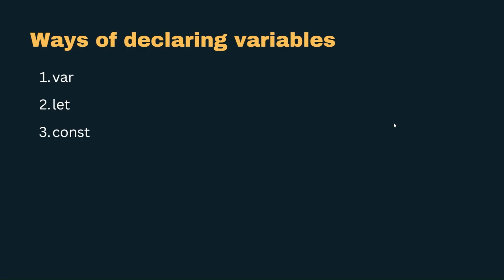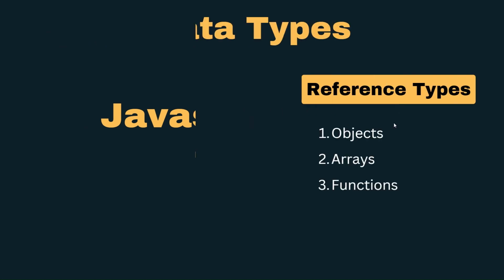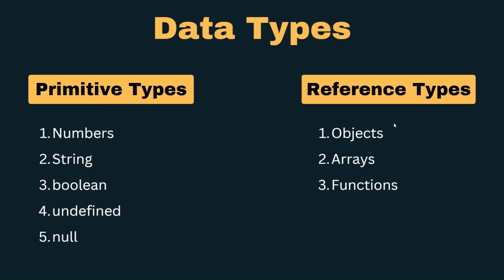That takes us to the next topic, JavaScript data types. In JavaScript, we have two types of data types. We have the primitive types and we have the reference types. In the primitive types, we have numbers, string, boolean, undefined, and null. For the reference types, we have objects, arrays, and functions.